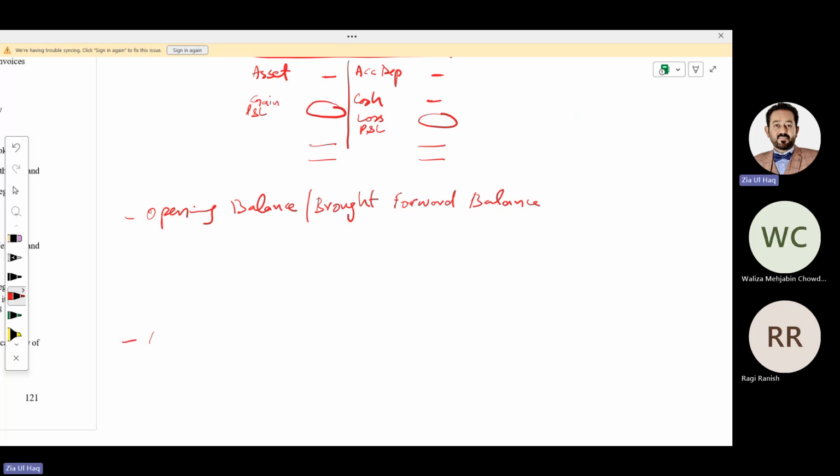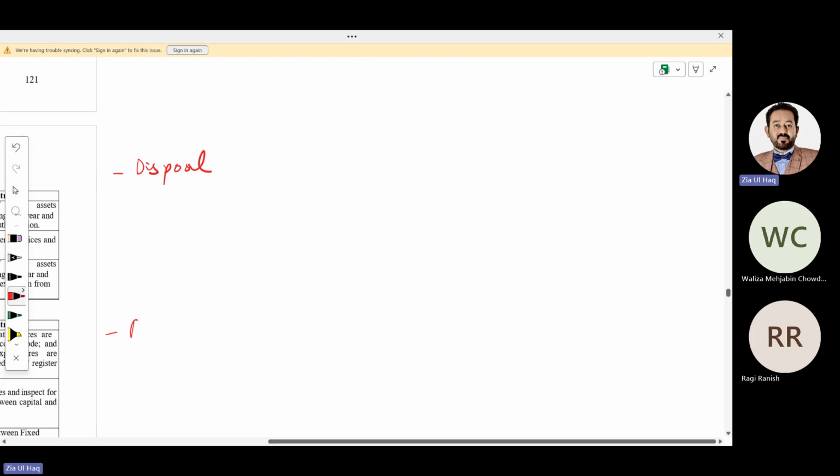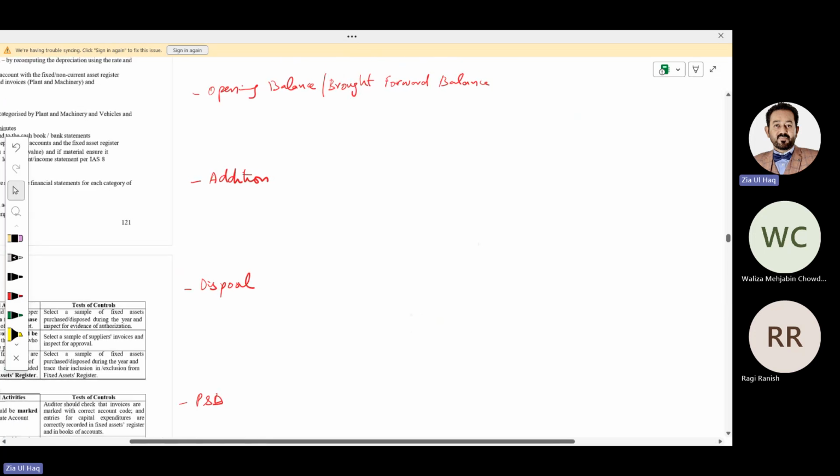Then we need to verify addition of asset, meaning the assets added during the year. Then we need to verify disposal of asset, meaning the assets that have been disposed. And then we need to verify presentation and disclosure of asset. So we need to verify 4 different heads relating to non-current assets: opening balance, the balance coming from the previous year, because those are heavy amounts; addition during the year, verified separately; disposal; and presentation and disclosure. This means the asset is verified.